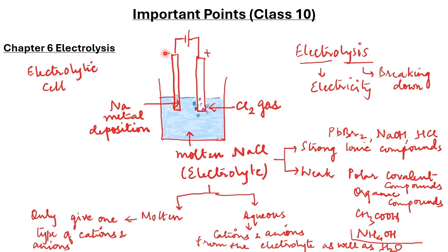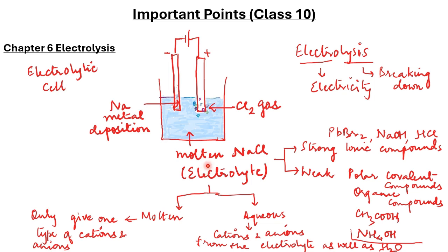So what is electrolysis? Electrolysis is the electrical breaking down of ionic molecules into their respective ions. This is what the electrolytic cell looks like. This might be a glass container or silica container. Here there is either a molten electrolyte or an aqueous solution of electrolyte. Why molten or aqueous solution? Because solid ionic compounds, even though they consist of ions, cannot conduct electricity because the ions are fixed. They are bonded and they cannot move.